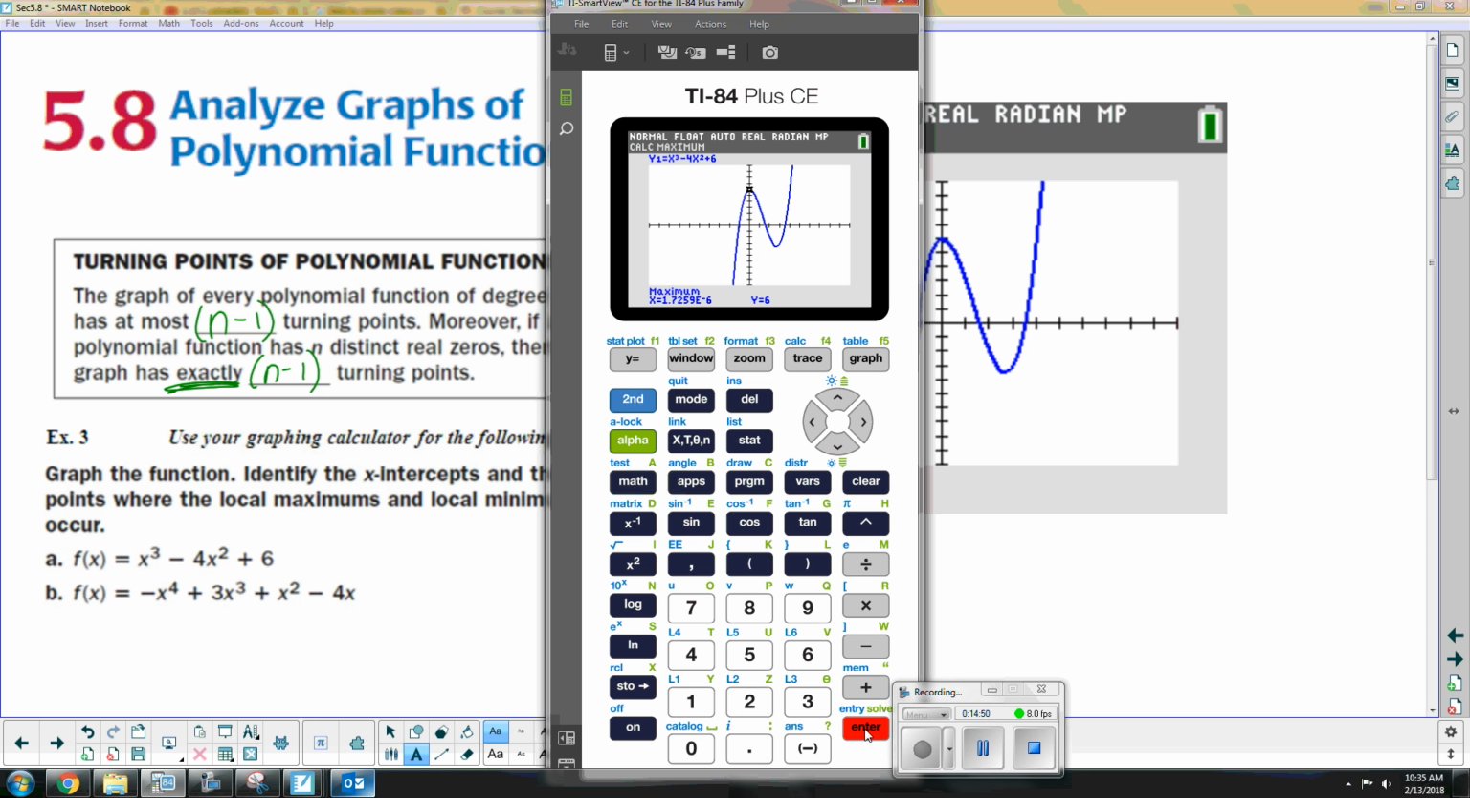to guess for you. And it guesses, and we're looking for the y coordinate. Okay, the maximum is going to be the y coordinate. So it guesses that your maximum is 6.